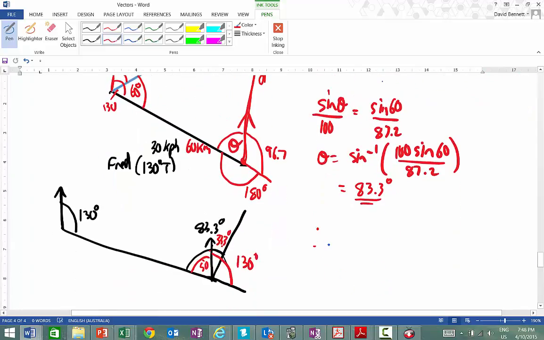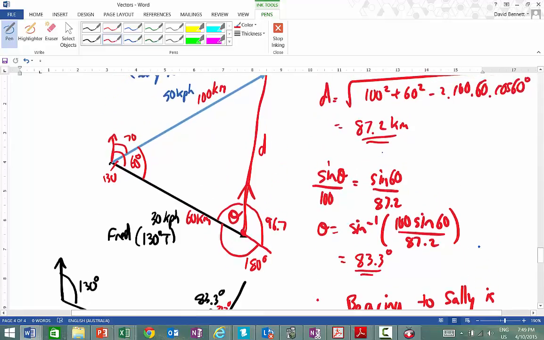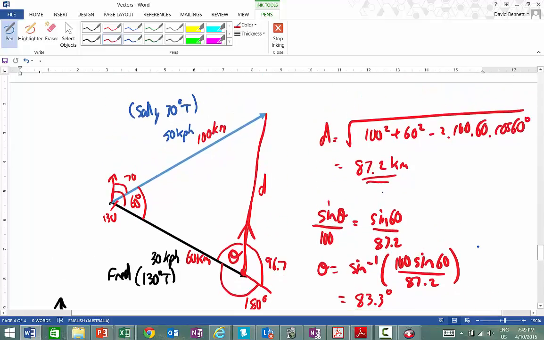So therefore, the bearing to Sally is 33.3 degrees true. And that's what Fred will need to travel at in order to reach Sally after the 2 hour mark. Anyway, I hope these make sense to you.